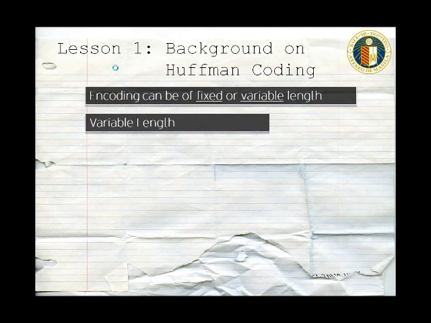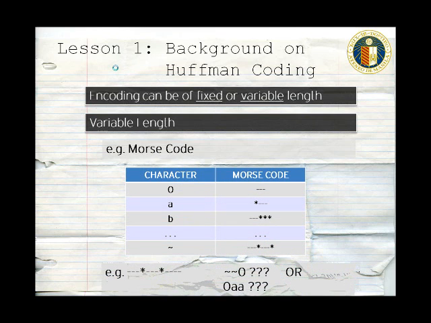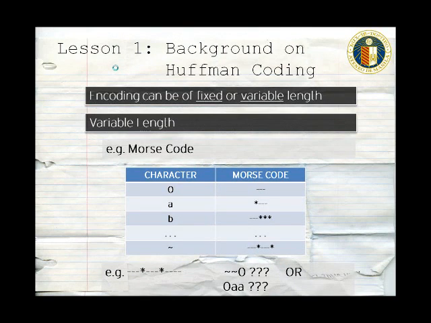On the other hand, variable length type of encoding makes use of different number of bits to encode different characters, an example of which is the Morse code. However, it imposes problems on ambiguity. Just like in our example, we don't know exactly what the code is trying to convey, and it could mean different things.